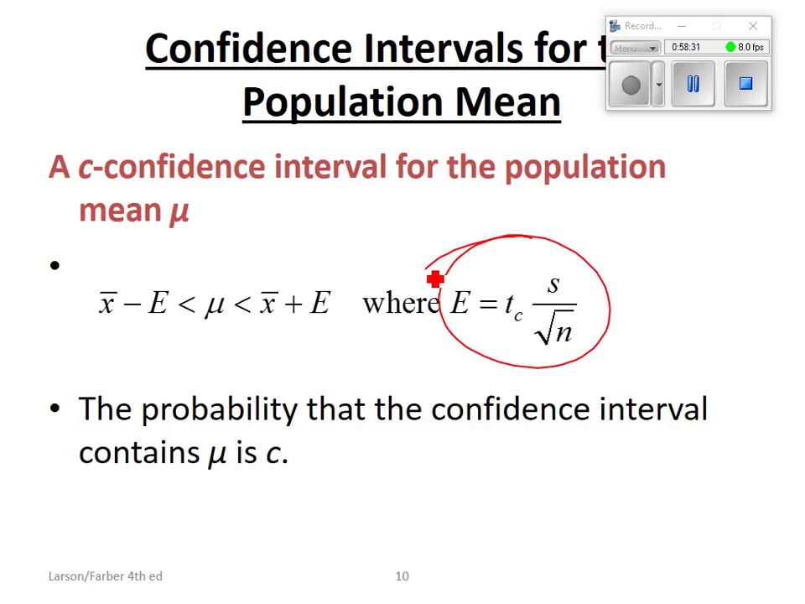You might want to write down there, the first thing you have to do is find that critical value. That's got to be first. You've got to find that critical value. The S is probably going to be given to you. The N is probably going to be given to you.